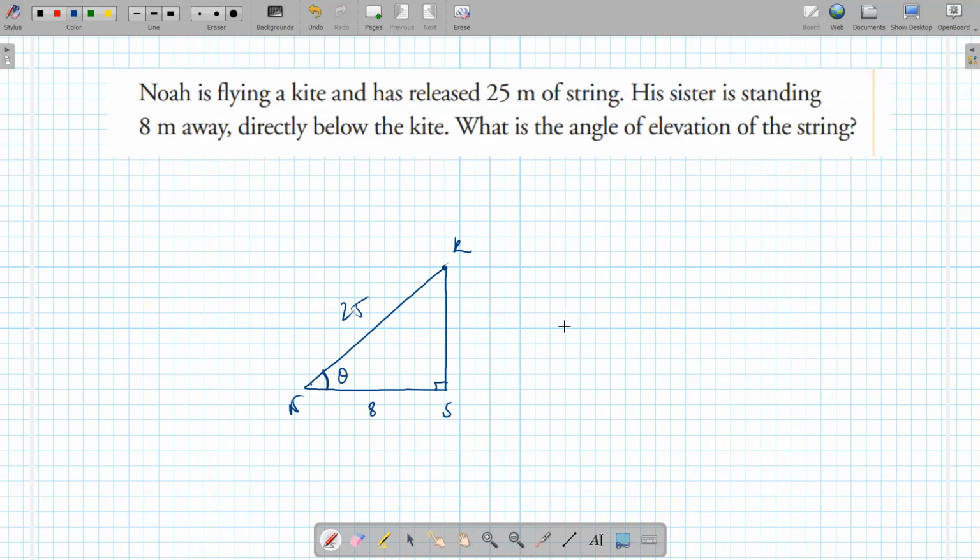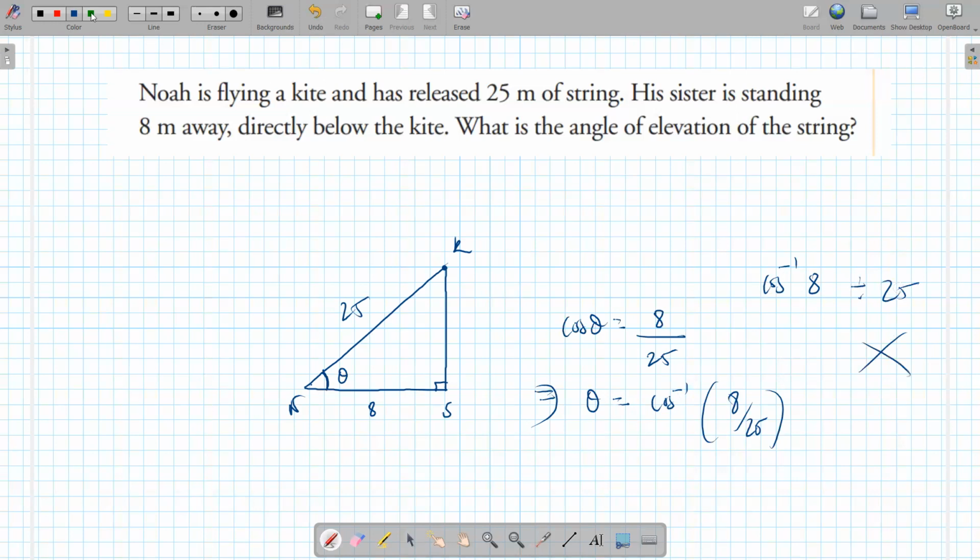Cosine theta is equal to the adjacent divided by the hypotenuse. How do you solve this equation for theta? You do cosine inverse, and cosine inverse and cosine cancel out. The cosine inverse has to be in a bracket. It's not cosine inverse of 8, divided by 25.